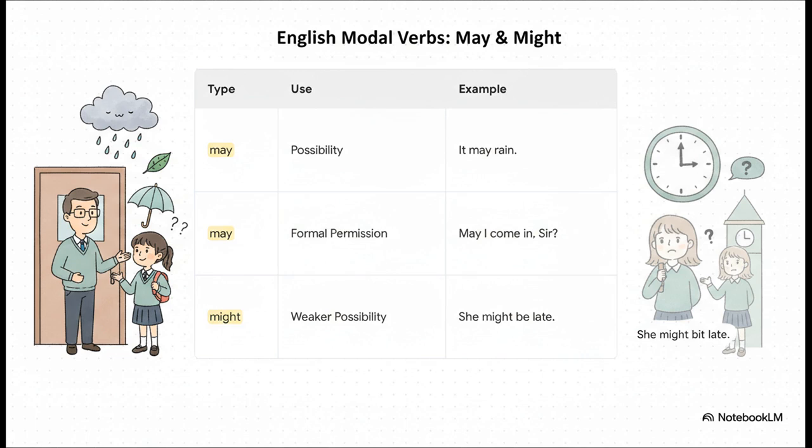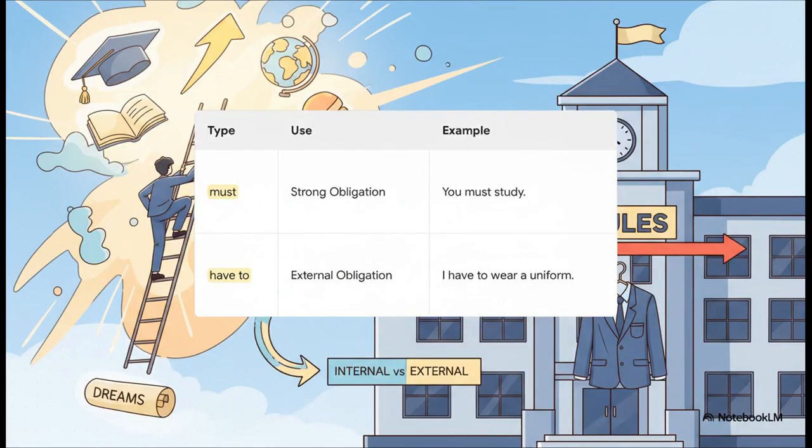Now, we use might when we're a little less sure about something. Kalau tidak begitu yakin. So if you say, I might watch a movie tonight, it means maybe, maybe not. Belum pasti. Now, for the heavy hitters, must and have to. Both of these are about obligation, or kewajiban. But here's the key difference.